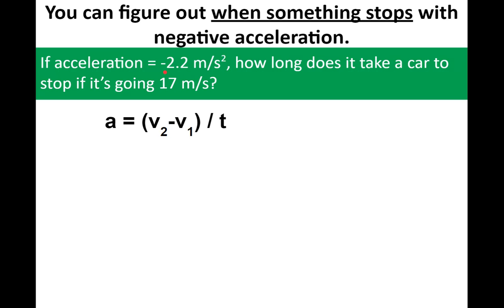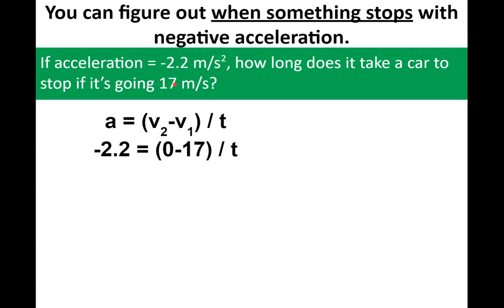How long does it take a car to stop if right now it's going 17 meters per second? So you're going to apply this negative acceleration. You're going to slam on the brakes. How long does it take a car to stop if it's going 17 meters per second? So what have we got from this equation? I'm plugging in some stuff. We've got acceleration equals negative 2.2. So for acceleration, I'm plugging in negative 2.2.